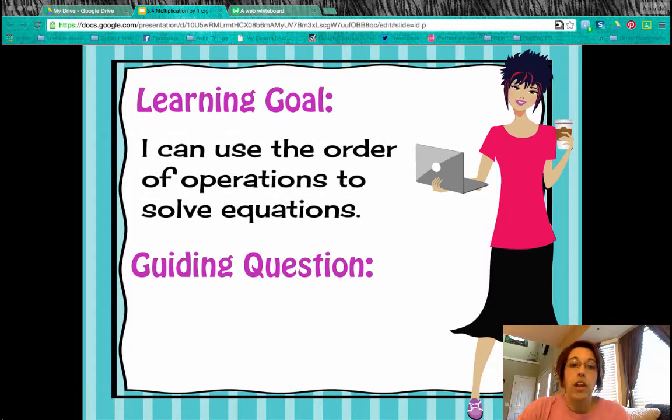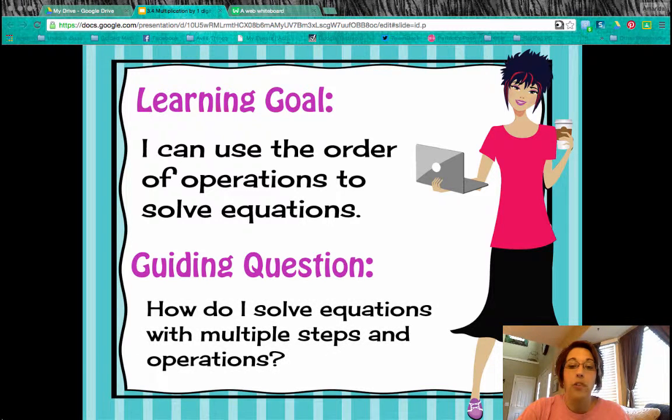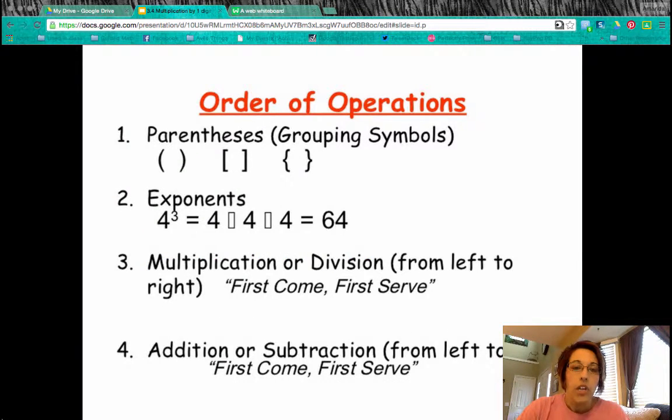Our learning goal today is I can use the order of operations to solve equations. Our guiding question is, how do I solve equations with multiple steps and operations? So first off, I want to start by talking about the order of operations.